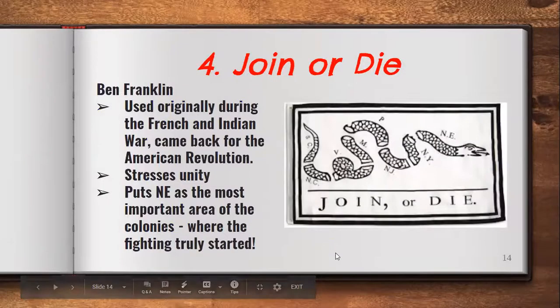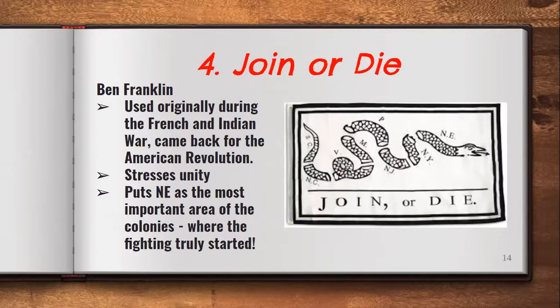All right. Number 4, you talked about Ben Franklin's political cartoon, Join or Die. First of all, we need to know that Ben Franklin created that, but he did not create it for the American Revolution. He originally created it for the French and Indian War, saying that they needed to come together to help the British to fight the French. Then they turned around and used it for the American Revolution, saying, guys, now we need to come together to fight the British. So it's stressing unity and the idea of separated, we're not going to be as strong.